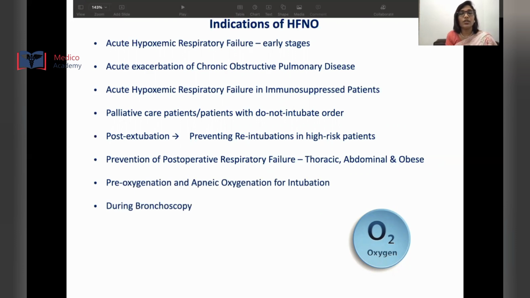So this high flow nasal oxygen therapy can also be used for pre-oxygenation and apneic oxygenation of high-risk patients. If you have a patient whom you have predicted a difficult airway, in such patients also, HFNO is of great use. It can also be used to supply oxygen to a patient during bronchoscopy. And also it has been found to be useful in patients with sleep apnea as well as in acute heart failure. So these are the various indications of high flow nasal oxygen therapy.